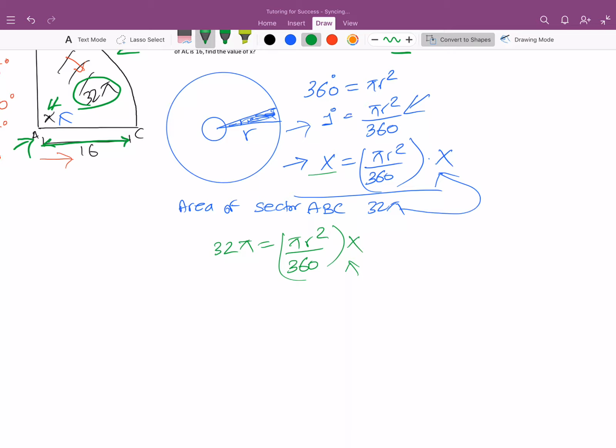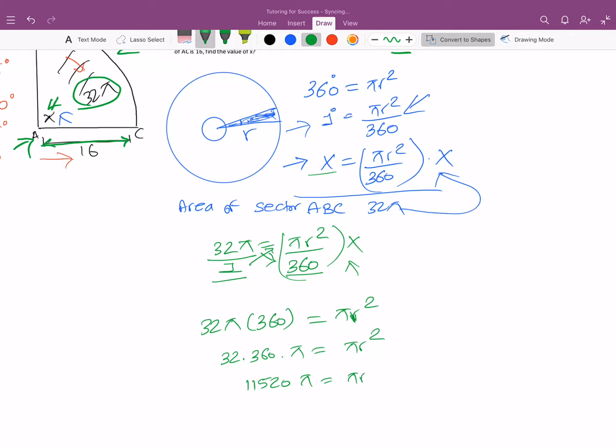Since on this side I have a fraction, I want to make it look like a fraction so it's easier for me to compute. So I can use cross multiplication on both sides. On this side I have 32 pi times 360, and on this side I have pi r square times 1, which is basically the same thing, so you don't need to write times 1, just write pi r square. Then I have 32 times 360 times pi equal pi r square. There are many ways to do this problem. You can multiply out 32 times 360 and you get 11520 pi equal pi r square.